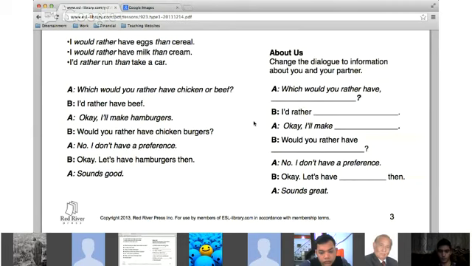I'd rather have Chinese food. Okay, I'll make fish. So here, what she's saying is that she'd have Chinese food. So your answer would then be, okay, I'll make Chinese food. Her preference would be Chinese. Okay, I'll make Chinese food. Would you rather have Japanese food?